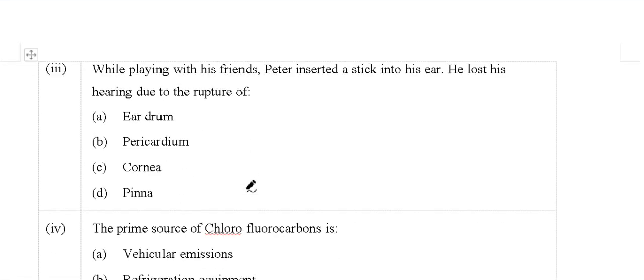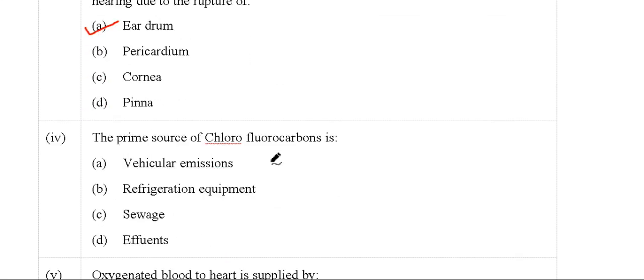While playing with his friends, Peter inserted a stick into his ear. Then he lost his hearing due to the rupture of what? Eardrum, pericardium, cornea, pinna. Which part is mainly affected? That is the tympanum, or the eardrum. If the eardrum ruptures, it mainly creates problems in hearing. So the rupturing happens here in the eardrum.